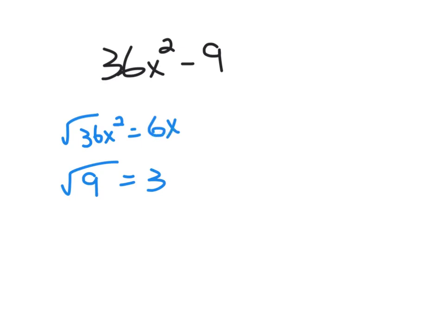So if we were factoring this problem here, our answer would be 6x plus 3 times 6x minus 3. All right, and that's a look at the difference of two squares.